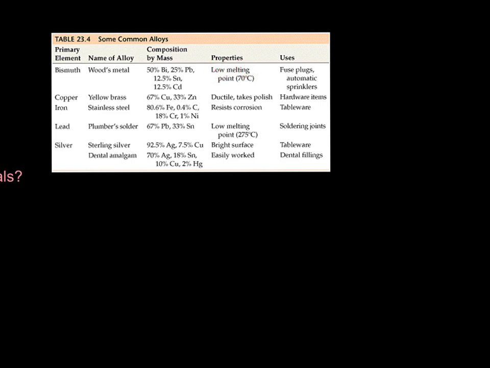And what property are you changing? It's the melting point of bismuth. You're trying to lower it. And they use it for things like fuses and sprinklers.